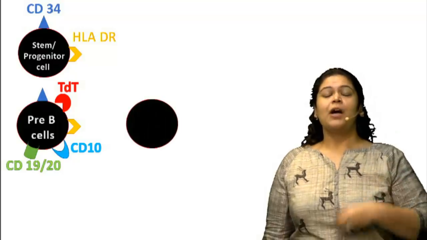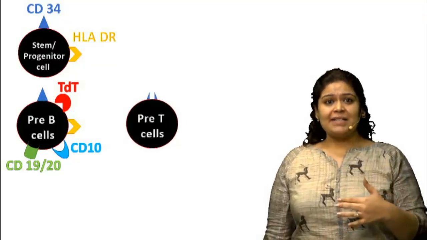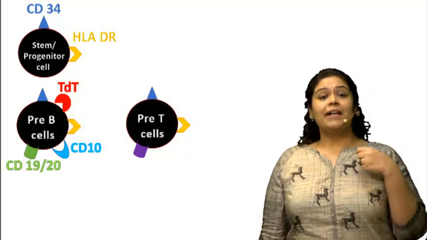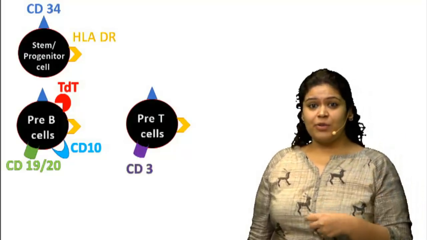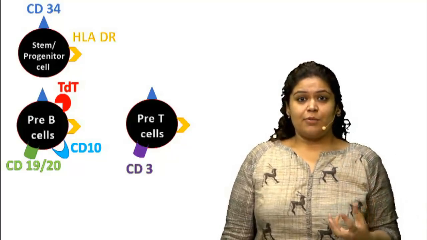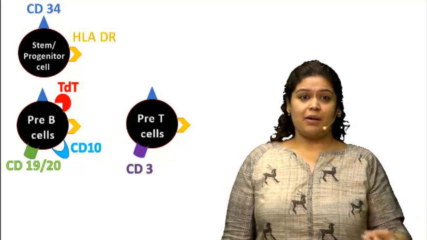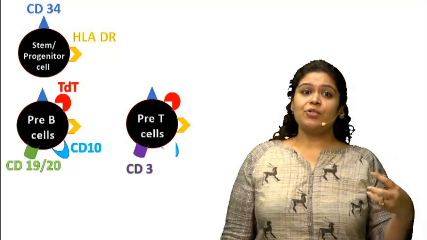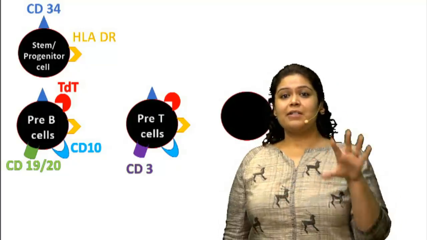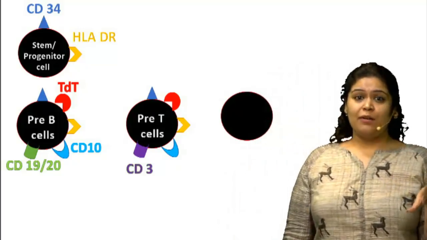So this entire picture tells me that the cell I'm looking at is a B lymphoblast, a pre-B cell. On the other hand, a pre-T cell will again have CD34, it will have HLA-DR, and it will have CD3 instead, which is a part of the T cell receptor. So it's a lineage-specific T cell marker. In addition, because it's immature, it will also have TdT and CD10. So that completes your picture of what a pre-T cell would look like.